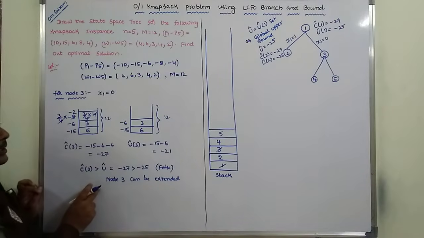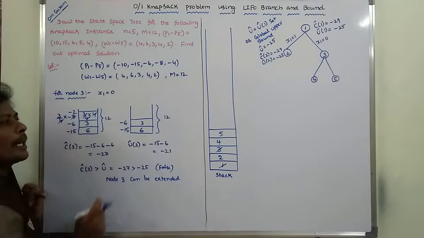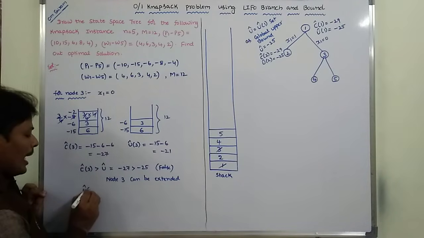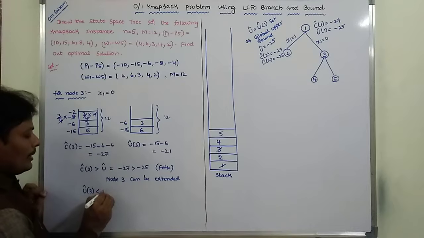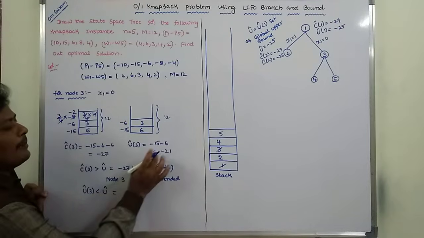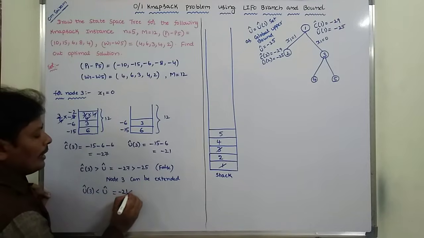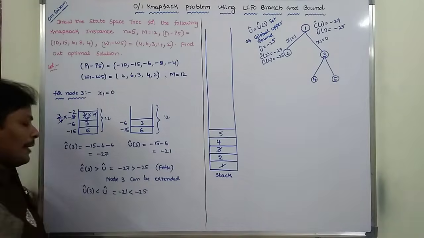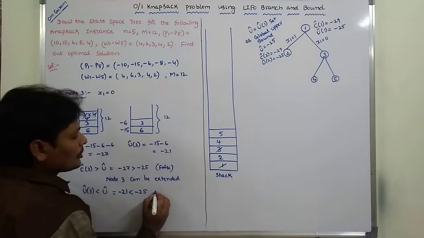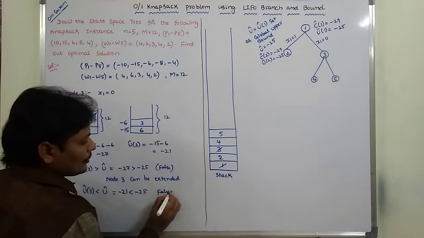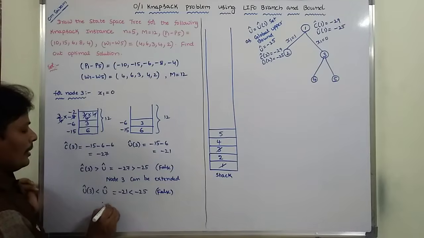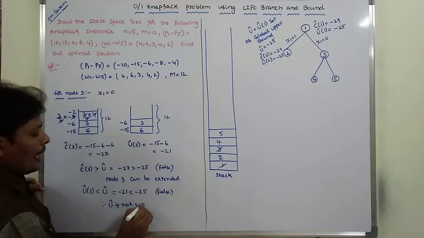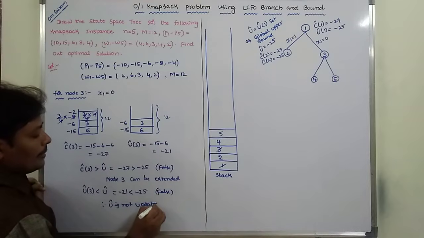Next, at node 3, is the global upper bound updated or not? So that is, is U cap of 3 less than U cap? U cap of 3 is minus 21, and the global upper bound is minus 25. Is minus 21 less than minus 25? That is false. So U cap is not updated.